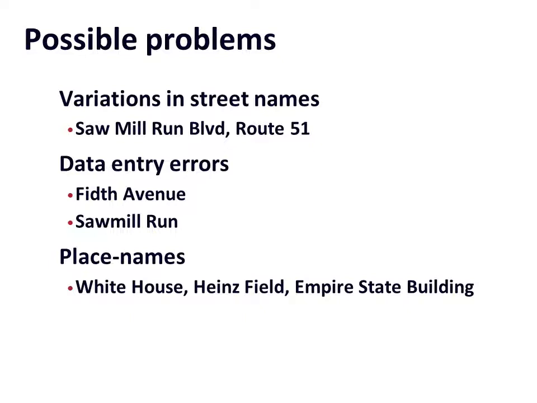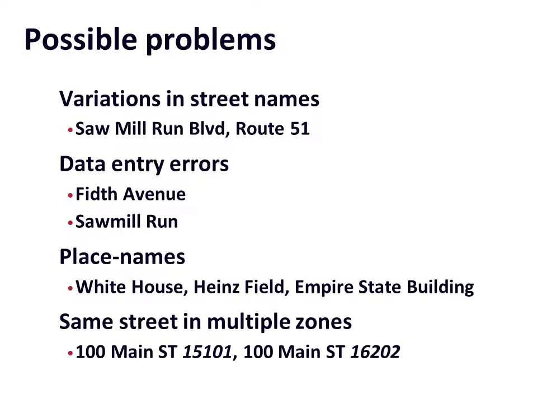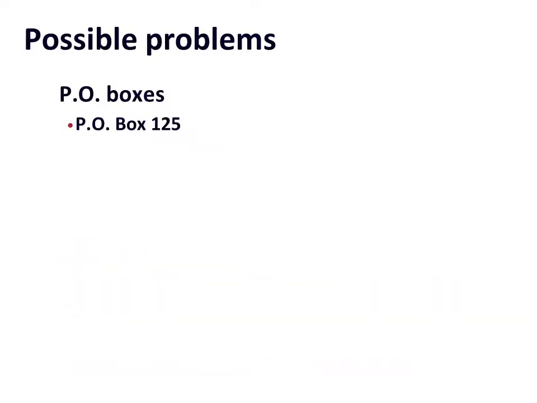Big old chubby fingers like mine hitting the wrong key when you're putting stuff in will really mess it up. Same street, multiple zones. Maybe you have multiple main streets and they're different zip codes in the same data set. That could be a problem. For example, if you're dealing with something here in Northern Virginia and you've got people that live in Sterling and Ashburn and Chantilly and they all live on Main Street and they all might live at 100 Main Street, but they would have different zip codes because they're different communities. P.O. boxes, yeah, that could mess you up because you don't have a street address.